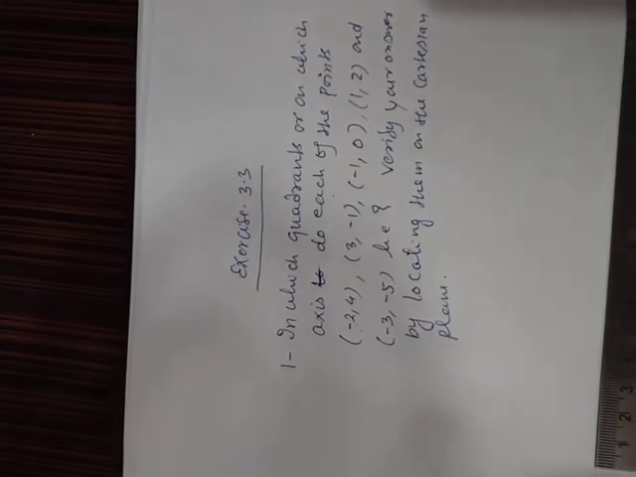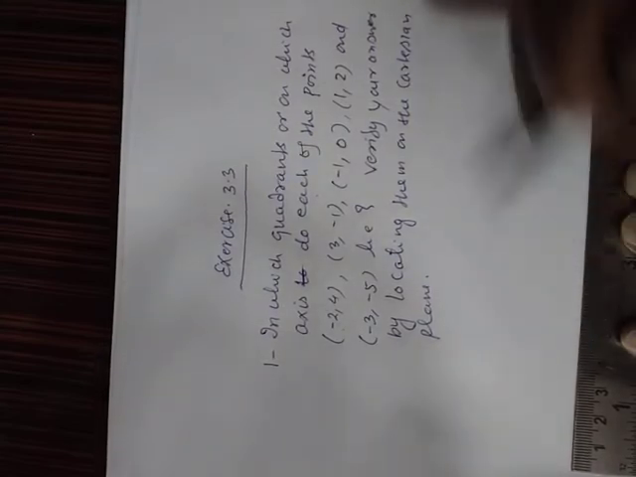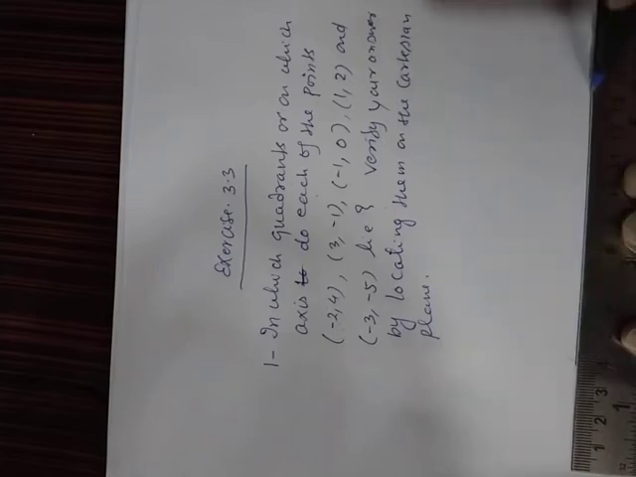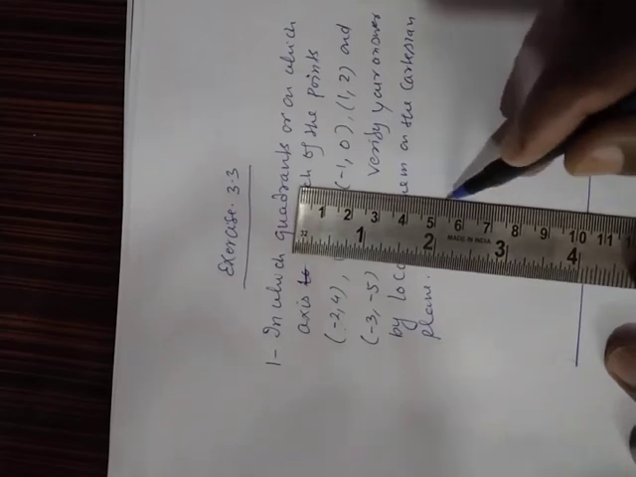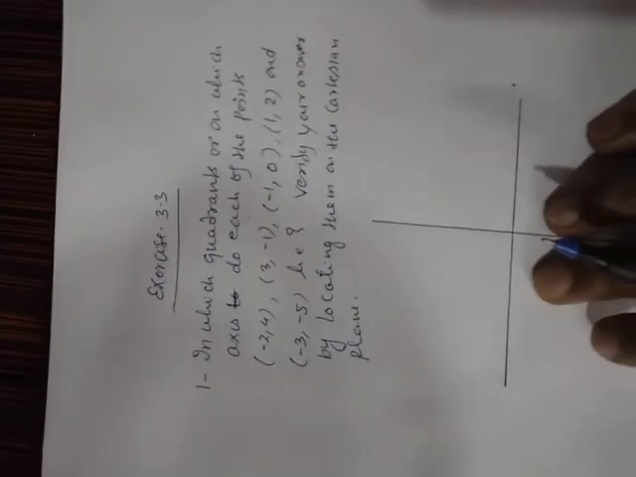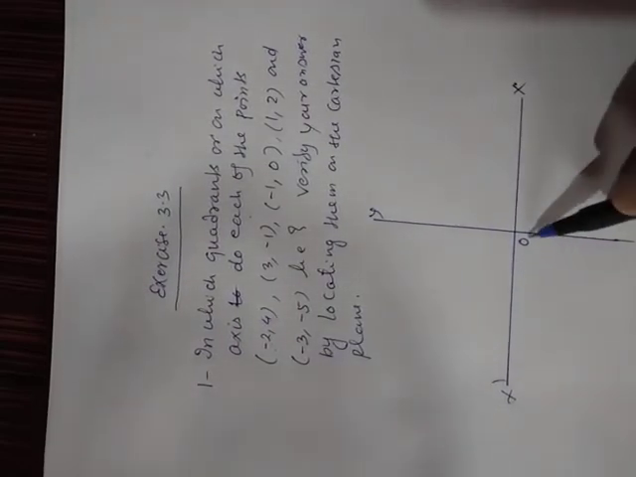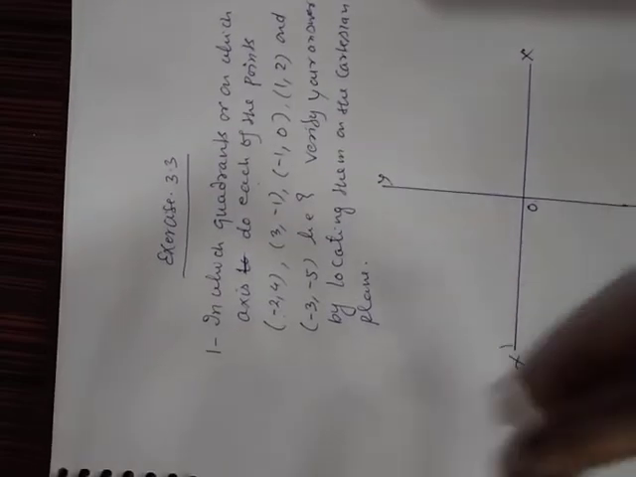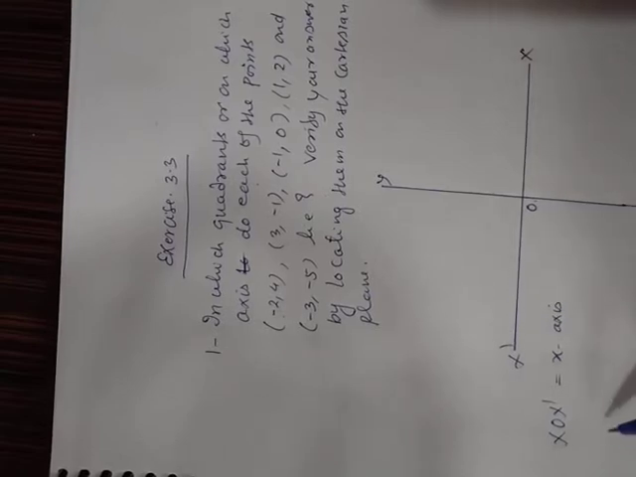So I am going to draw this x axis and y axis. See, X O X dash, Y O Y dash. X O X dash is the x axis, and Y O Y dash is the y axis.